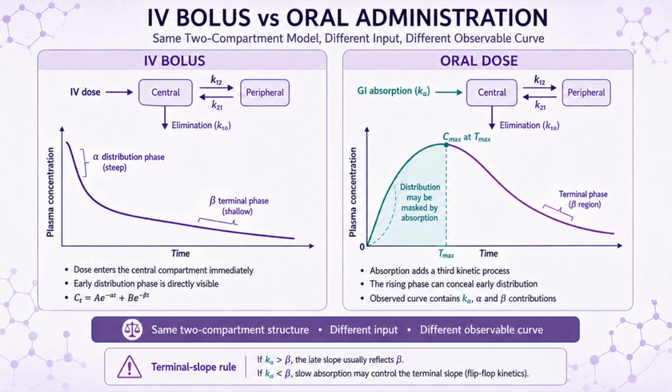When Ka is greater than beta, absorption finishes relatively quickly, and the latest slope usually reflects beta. When Ka is smaller than beta, absorption is slower than terminal disposition. In that situation, the late curve may be controlled by absorption rather than beta. This is called flip-flop kinetics. Therefore, the final slope should not be interpreted automatically without considering the absorption process.